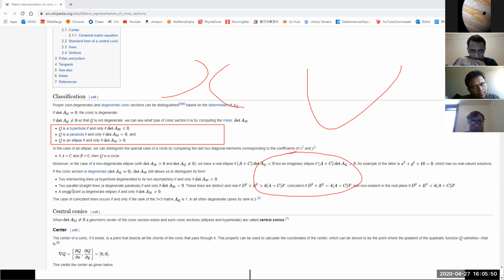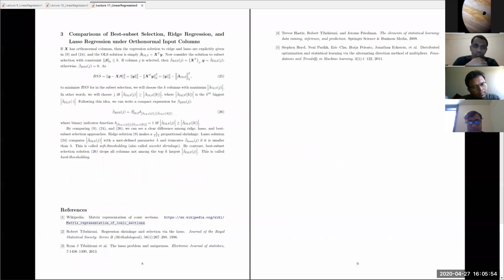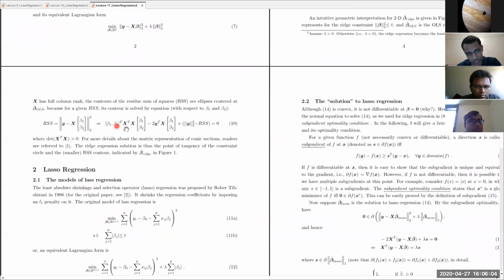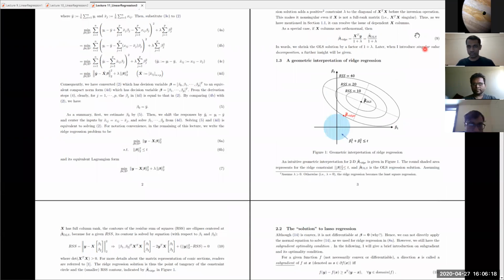Okay, so have a look at here. How about in our case? In our case, what we have is my Q as XTX. And the XTX determinant, of course, is greater than 0. Why? Because I assume X has full rank. And hence, this one is an ellipse. Okay? And this tells you it's like this way.